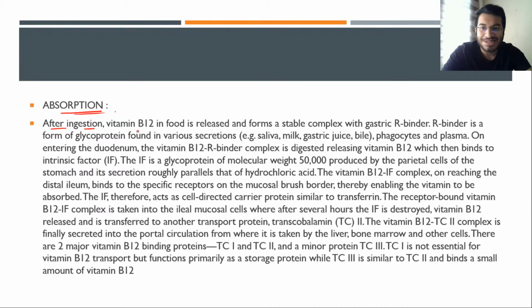Absorption. After ingestion, vitamin B12 in food is released and forms a stable complex with gastric R binder. R binder is a form of glycoprotein found in various secretions, for example saliva, milk, gastric juice and bile, phagocytes and plasma. Right. So ये समझना बहुत ही ज़्यादा important है, क्योंकि अभी हमें आगे Schilling's test पढ़ना है. Schilling's test पढ़ने के लिए this is very much important.